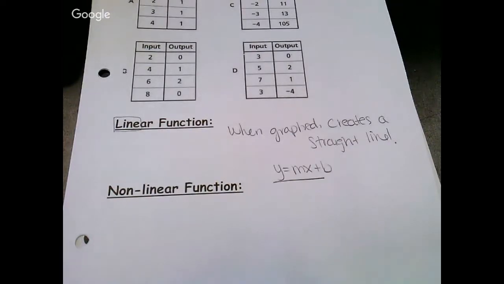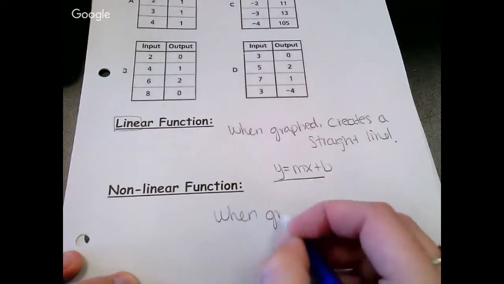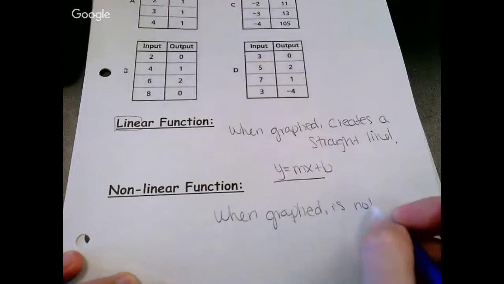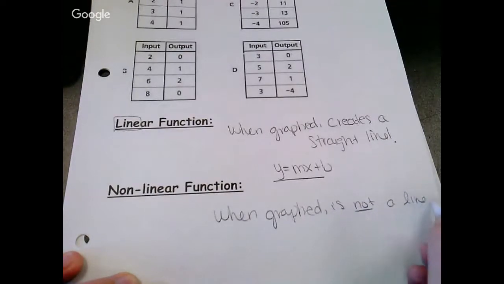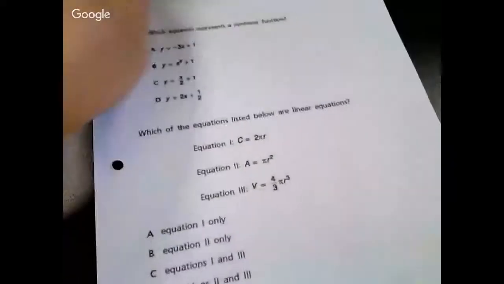Nonlinear function, you got it. It's a function that doesn't graph to be a line, right? So when graphed, it is not a line. So that means it cannot be in y equals mx plus b form. It's going to be something else. Maybe the exponent will be different. Okay, so flip the page. Let's take a look here.